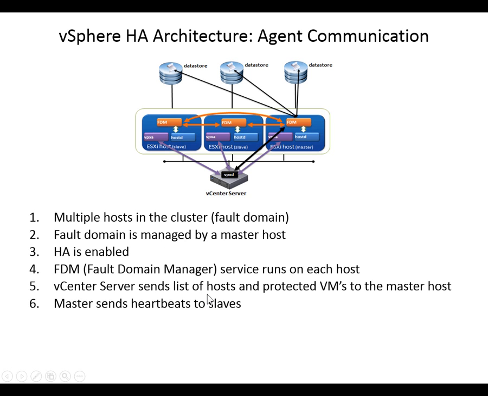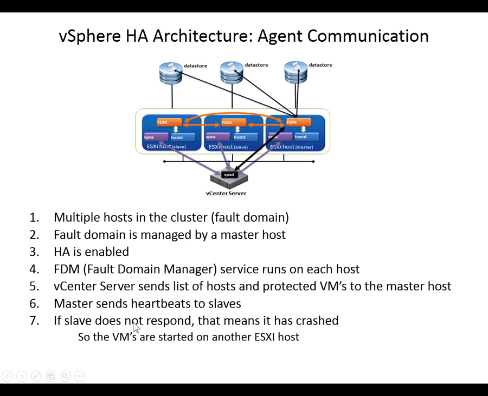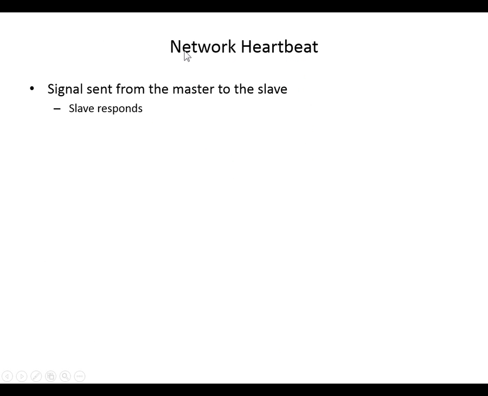vCenter server sends a list of hosts and protected virtual machines to the master host, and the master host sends heartbeats to slave hosts. If a slave host does not respond to the heartbeat, then that means it's crashed, so the virtual machines are started on another ESXi host. A network heartbeat is a signal which is sent from the master to the slave, and then the slave responds, indicating that it is still up and running.